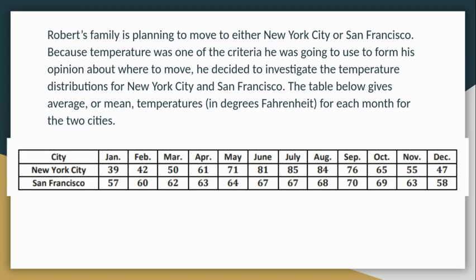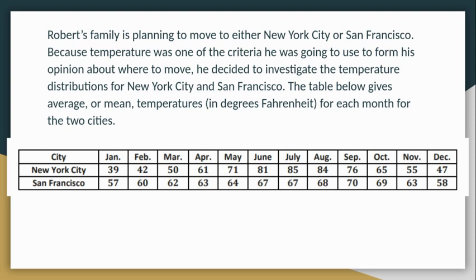Robert's family is planning to move to either New York City or San Francisco. Because temperature was one of the criteria he was going to use to form his opinion about where to move, he decided to investigate the temperature distributions for New York City and San Francisco. The table below gives the average, or mean, temperatures in degrees Fahrenheit for each month in the two cities.